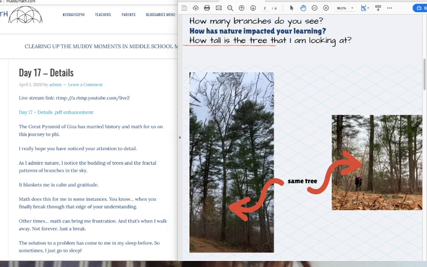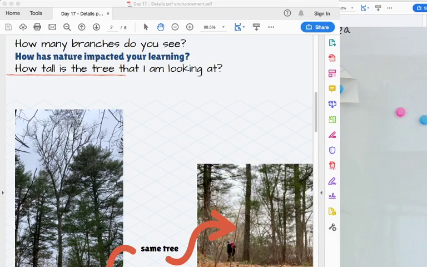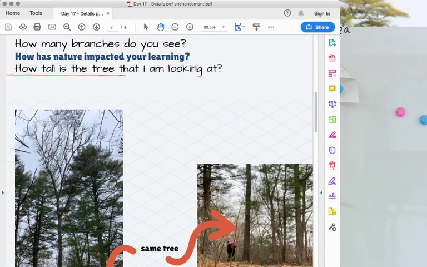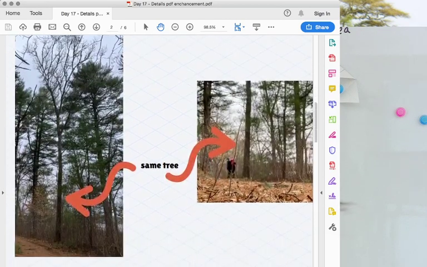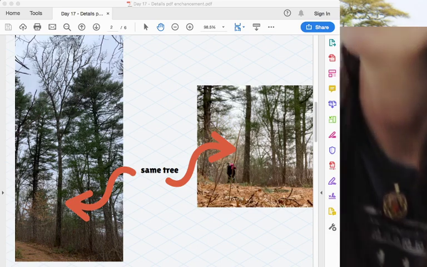Okay, and bring sort of a still of the activator. So there you are. How many branches do you see, or how tall do you think that tree is? And here I am.